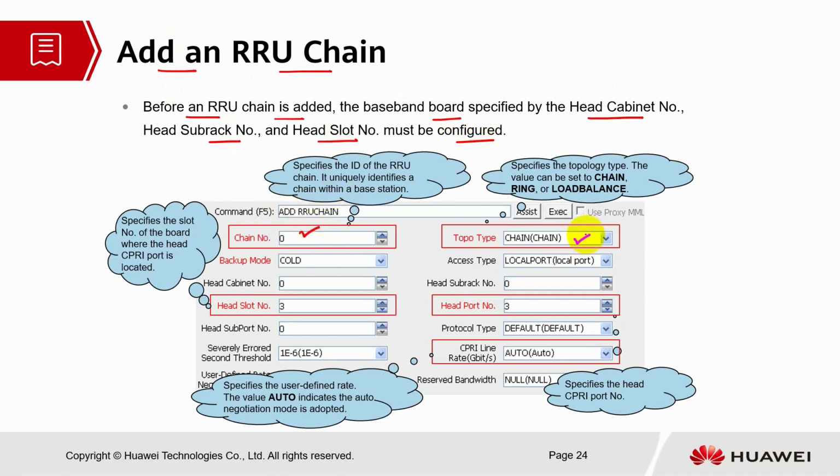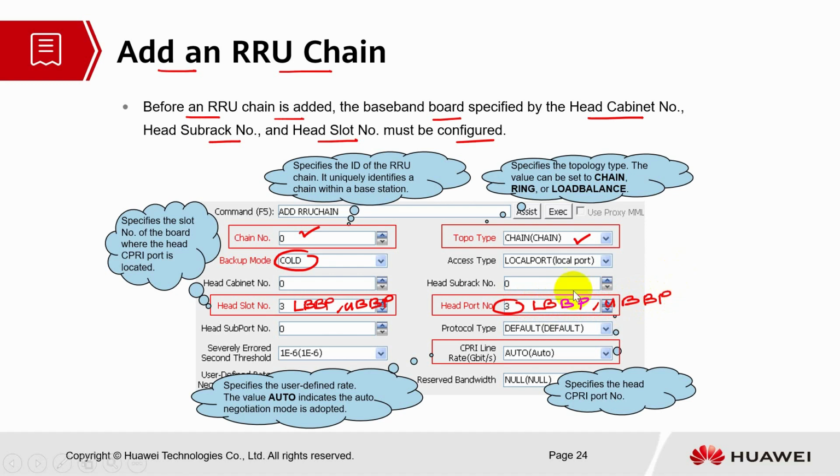We have the topo. Usually it will be either chain, ring or load balance, but in this case we will use chain. We have the backup mode. The backup mode is usually cold backup because we need to have a shorter reset time. Head slot number is referring to the LBBP slot number or UBBP slot number, and head port number is the port number from the LBBP or UBBP board. So they will be the main connection towards your RRU board later. These are some of the important points that have to be configured.